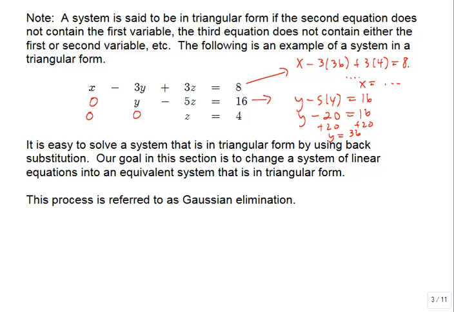So it makes it much easier to solve a system for the x, the y, and the z if it's in this triangular form. Our goal is to change a system of linear equations into an equivalent system that's in this triangular form. And the process of doing that is called Gaussian elimination, named after a famous mathematician named Gauss.